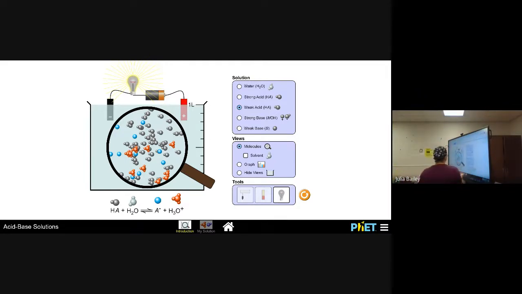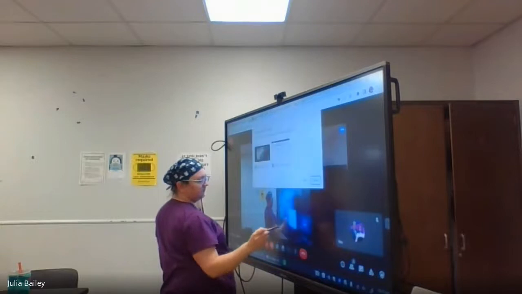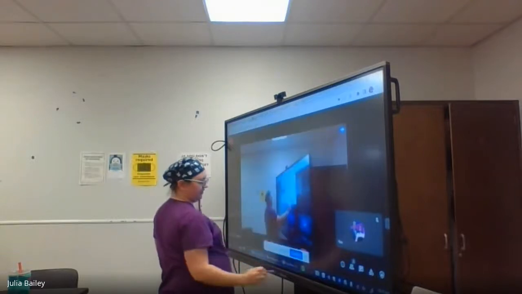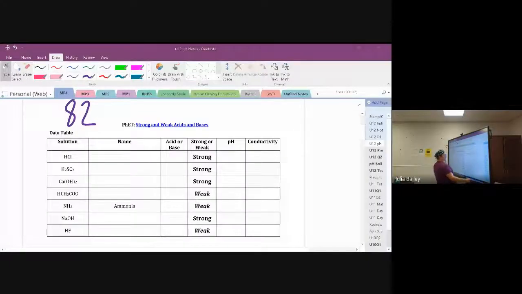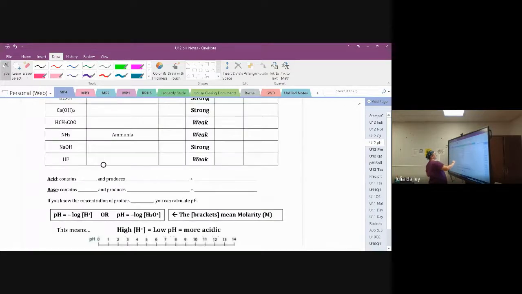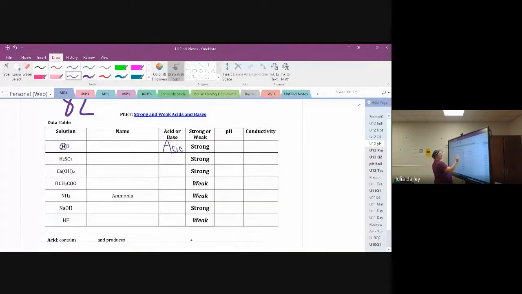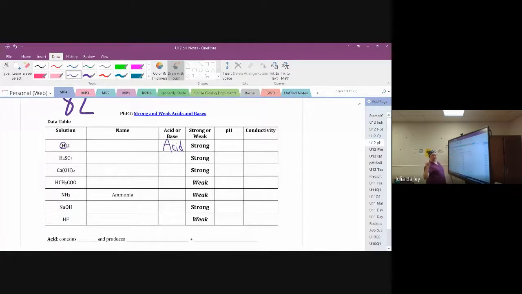So you're supposed to use this simulation to fill in the chart at the top of page 82. I will do one example with you. This very first one, HCl, I see that it starts with an H, which tells me that this is an acid. I'm not going to name it for you. You still need to go name it yourself as practice, okay?